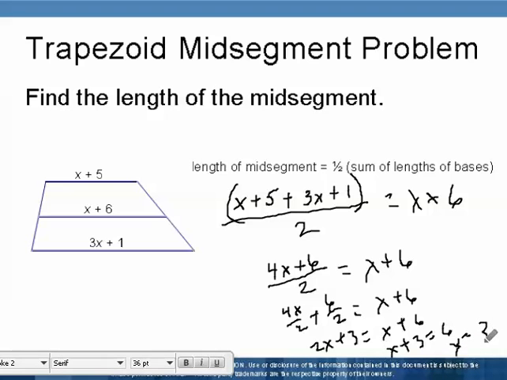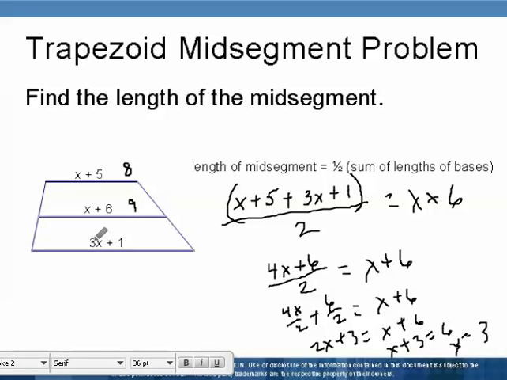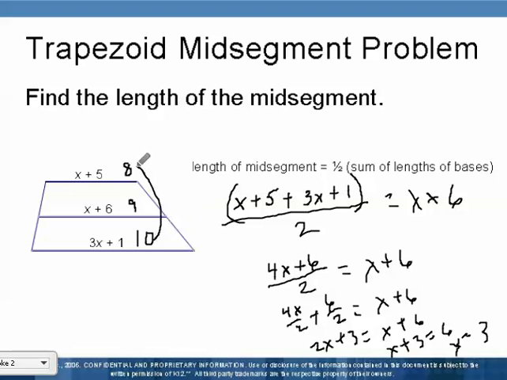So I've actually found what x is. X is 3. I can come back up here and put that value in. 3 plus 5 is 8. 3 plus 6 is 9. 3 times 3 is 9 plus 1 is 10. So if I add 8 and 10 and divide by 2, I get 9. That works. I think we found the length of the mid-segment and the length of the two bases there. That's how this works. We're just using algebra and this mid-segment formula that we were given.